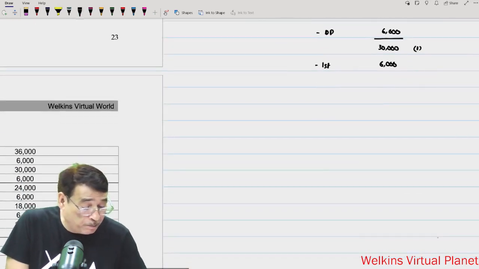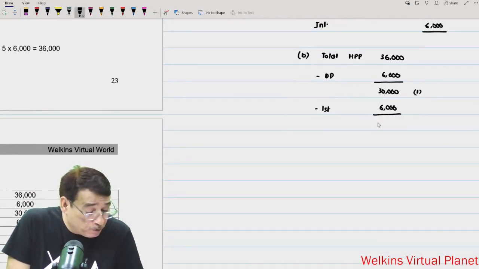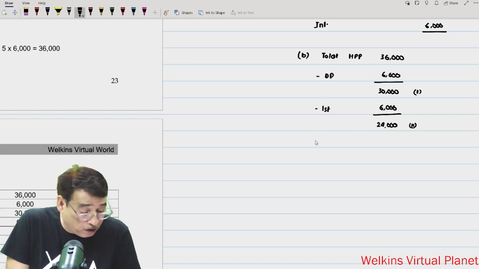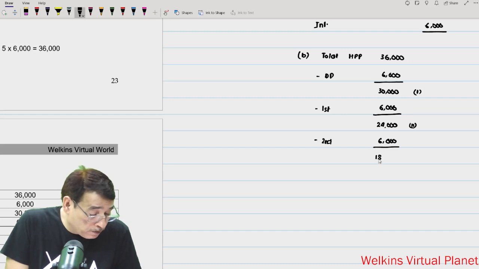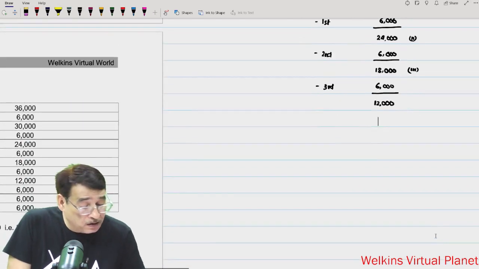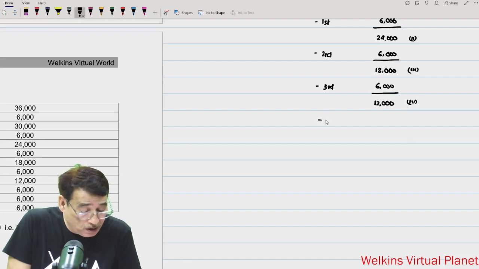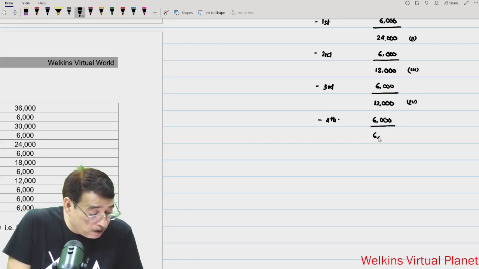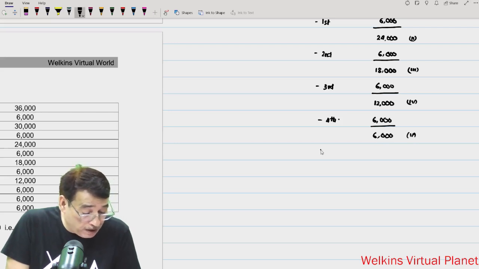Actually, it becomes a pretty cumbersome and long process, so you can easily apply the shortcut approach also. If you remember, we talked about the shortcut approach. I will once again do it for you, but first, let me do it in the normal manner. Then second installment is again 6,000. 18,000, this is your third balance. There are lots of installments in this particular case. 12,000, this is your fourth balance. And then fourth installment, that is 6,000 again. 6,000, this is your fifth and final balance. However, the fifth installment I will have to write, and then no balance will be there.